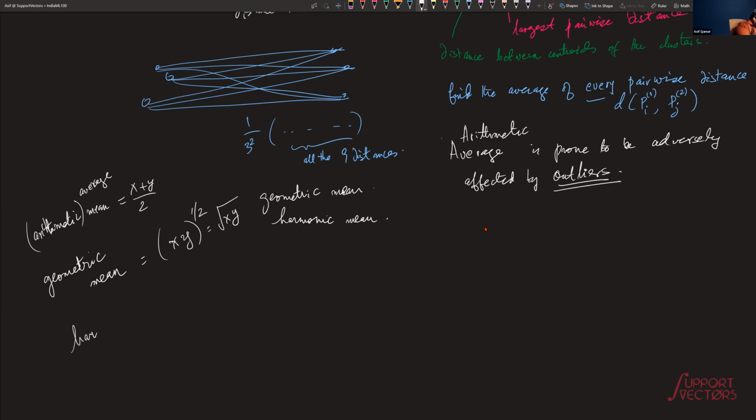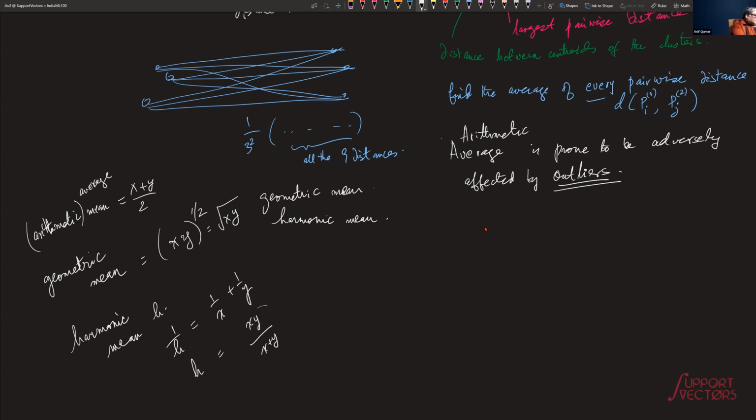The harmonic mean is very interesting. Let's say the harmonic mean is h. The statement is 1 over h is equal to 1 over x plus 1 over y, right? So if you think about this, what does it come to? Therefore, h is equal to x times y divided by x plus y. Are we seeing it, guys? Yeah. Right. So this is the harmonic mean.